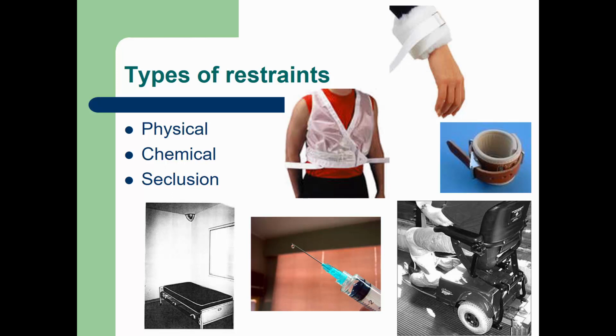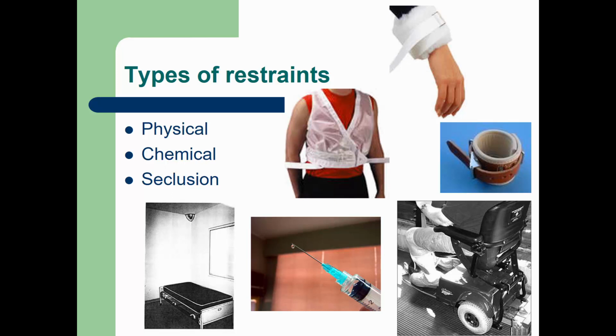There are several types of restraints. Physical restraints include soft restraints, side rails sometimes. This depends on the agency policy because they can also be used as a positioning device. Also included are leathers, posey vest, mitt restraints, and lap belts as types of physical restraints.